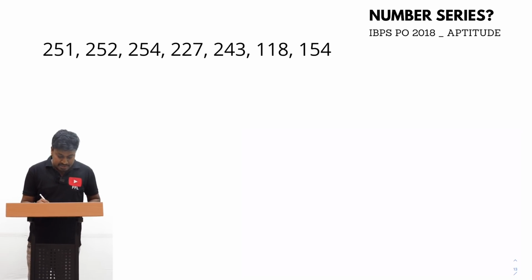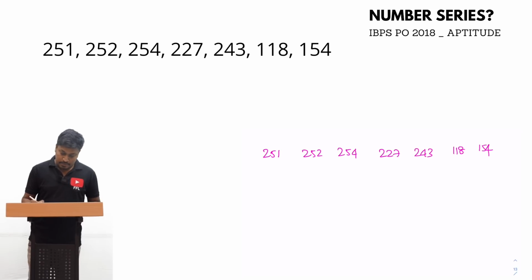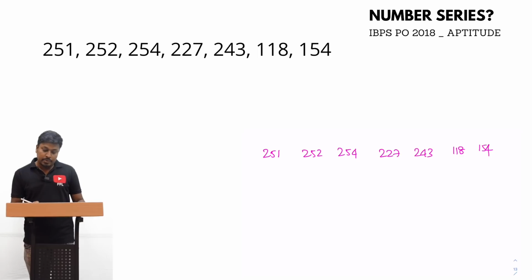So friends, next question is 251, 252, 254, 227, 243, 118, 154. Just by seeing the series, 99% I can say this will be the wrong number. Why? Because the alternate numbers are increasing and the remaining alternate numbers are decreasing.